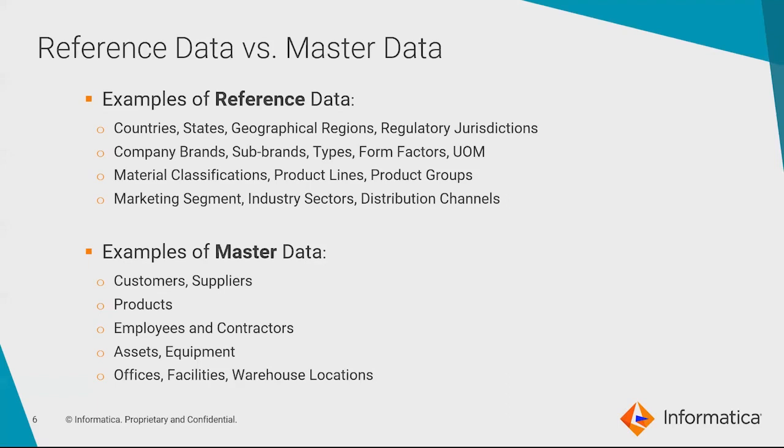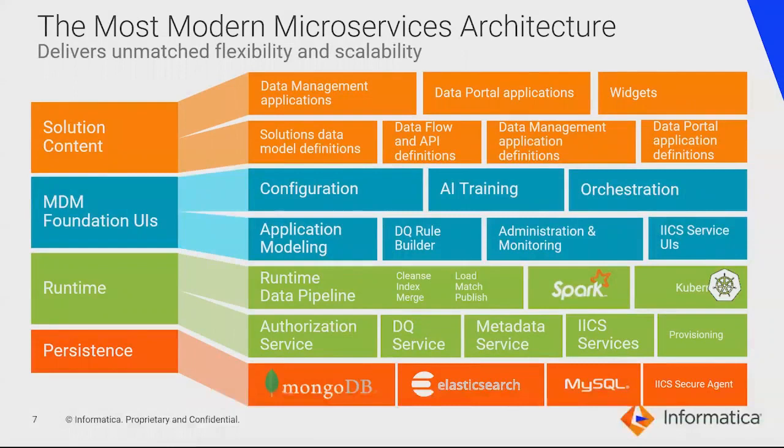Marketing segments, industry sectors, and distribution channels are all examples of reference data as well. Underneath the covers, Business 360 is a microservice-based architecture, including many industry standards such as Spark processing, MongoDB for document storage, Kubernetes for scalability, and of course our proprietary Claire artificial intelligence engine.